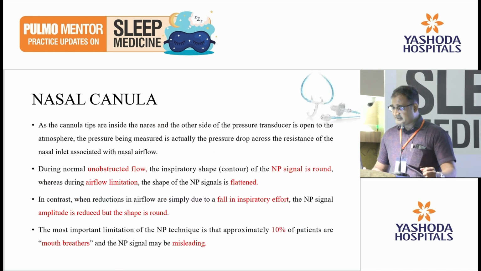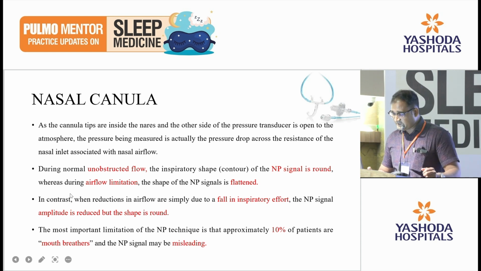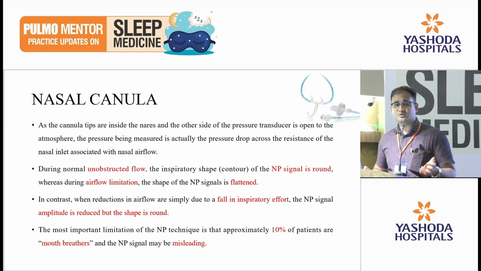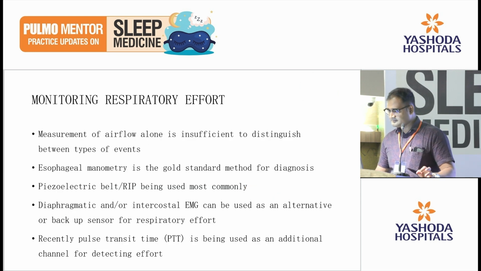Nasal cannula detects only the nasal flow. During unobstructed flow, the inspiratory shape of the nasal cannula signal is round, but in airflow limitation, it is flattened. And around 10% of patients undergoing polysomnography are mouth breathers. That is why in those kinds of patients, nasal cannula will fail to detect the flow.